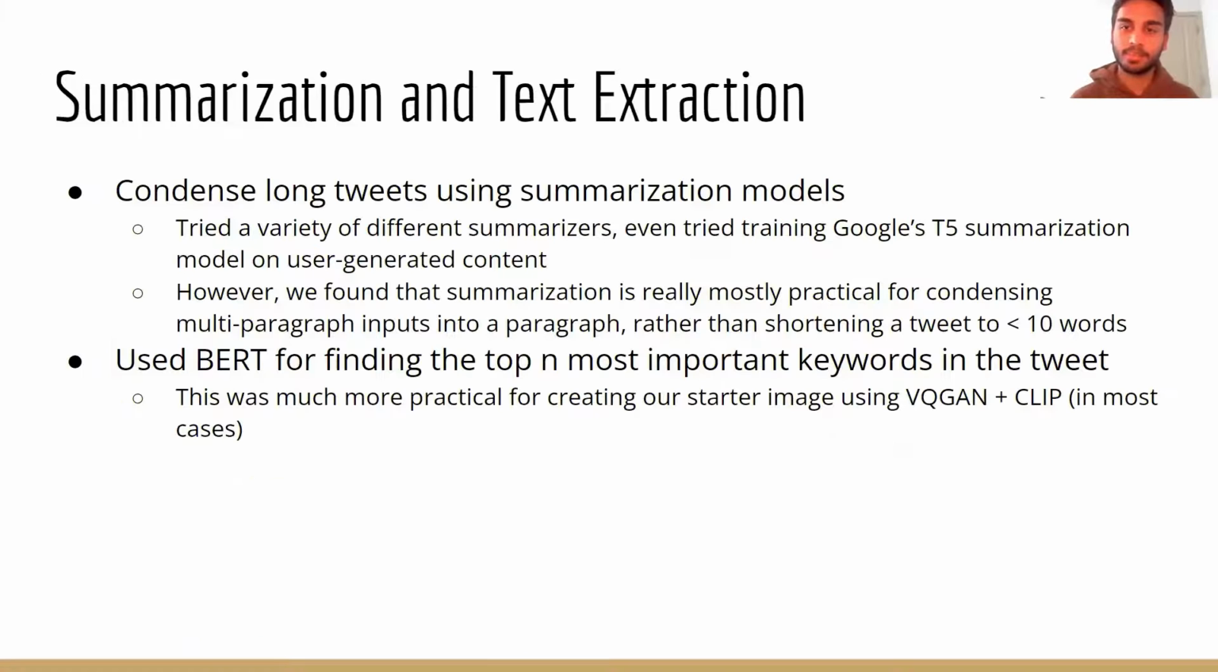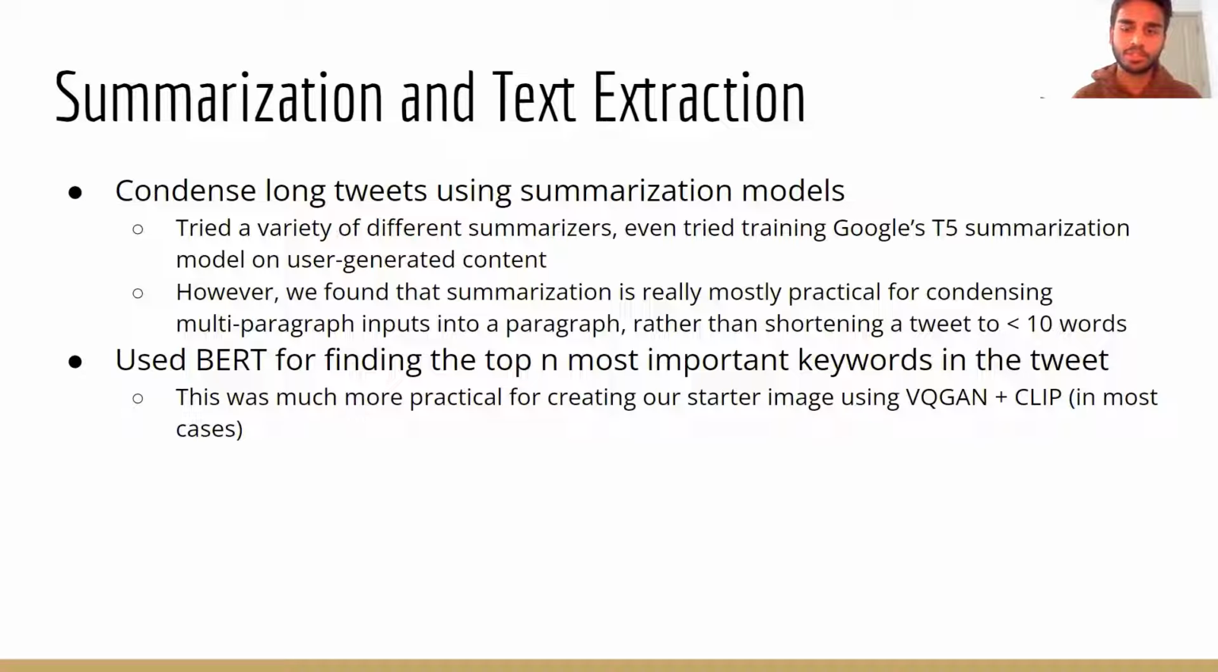Now comes the second step in the pipeline, which was text extraction and summarization. The reason why we included this step in the first place is that we found that tweets in their full form typically do not generate good outputs for image generation. So at first we tried to address the problem using summarization to condense the tweets. We used various summarization models built with state-of-the-art language transformers such as XLNet, BERT, and GPT-2.